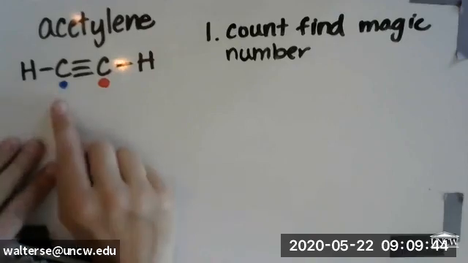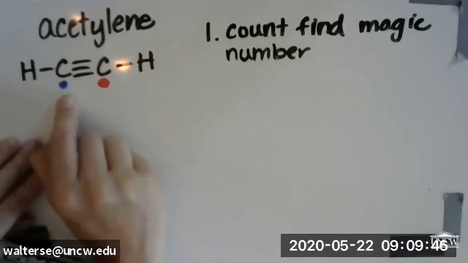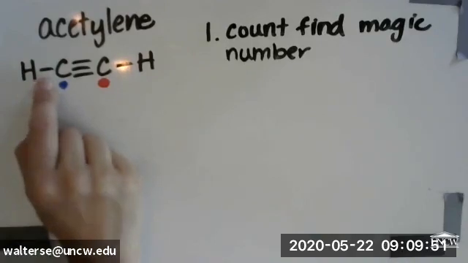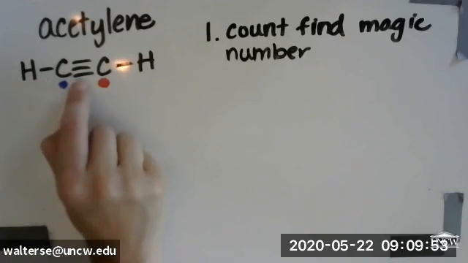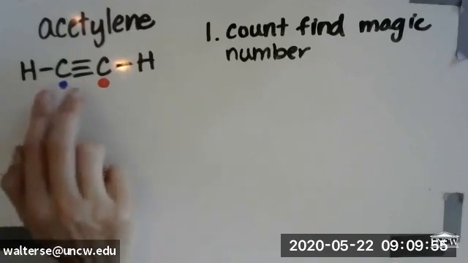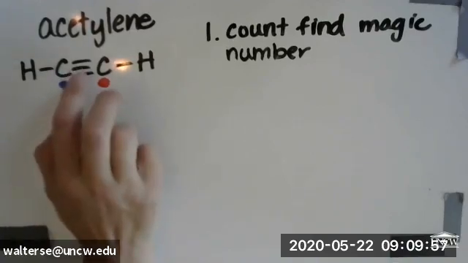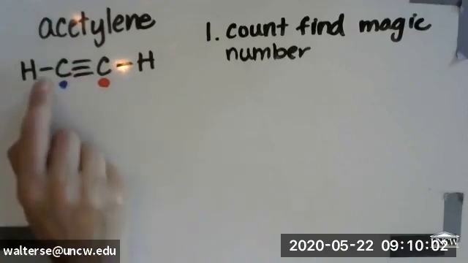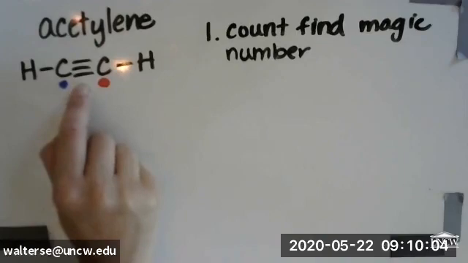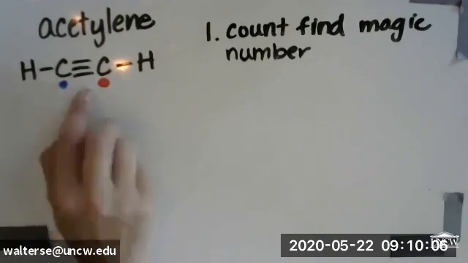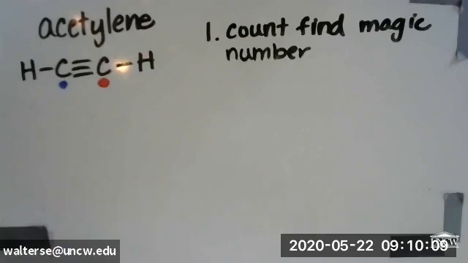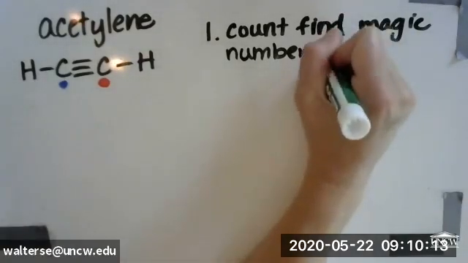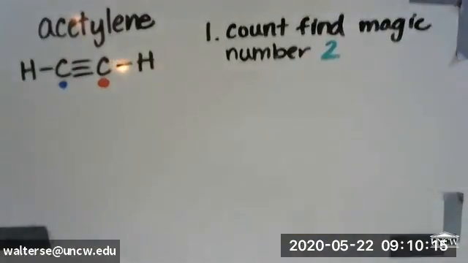So if we look at the carbon with the blue dot, it has one set of electrons in this region, 3 sets of electrons in this region. But it doesn't matter how many electrons are in the region, it just matters that there are electrons in the region. So this is one region, this is the second region. Even though there's more electrons in there, it still just counts as a single electron domain. So our magic number for this compound is going to be 2.